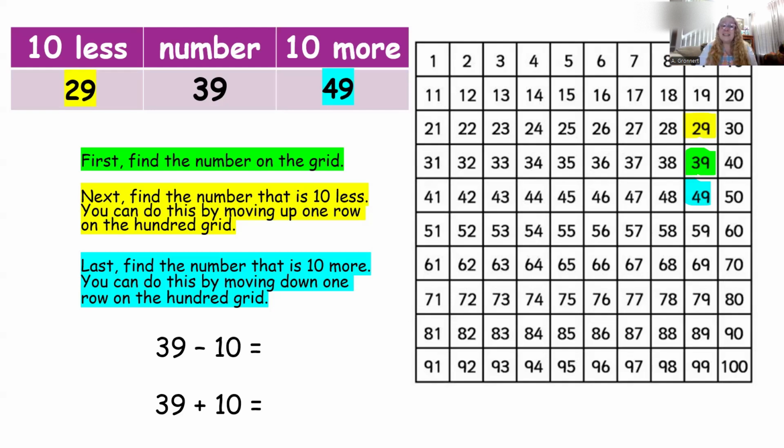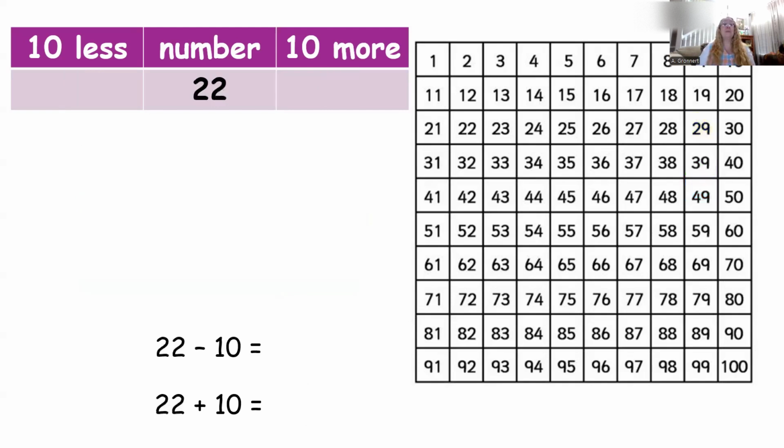39 minus 10 is, hey, you got it, 29. And 39 plus 10 is 49. Awesome job. Let's do another one. Okay, now we need to find the number 22. Do you see it?